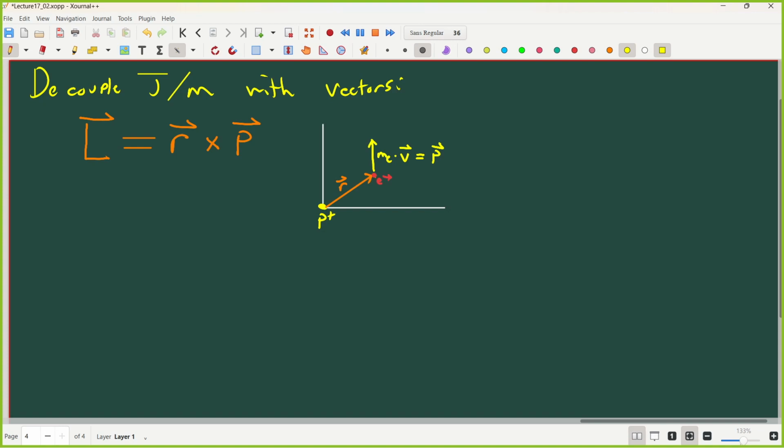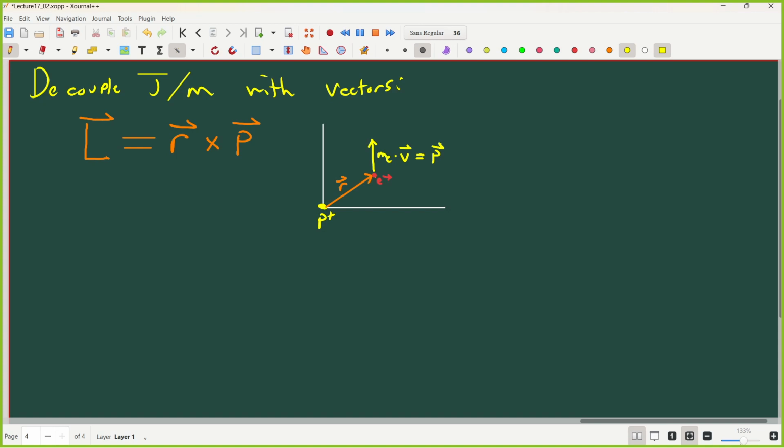Let's do it a different way. I've got to get it right. Geez, I always hate doing this. I'm trying to do the right hand rule, and I'm failing miserably at it. So the idea is that you have your radial vector. Okay, so we'll do it this way. And let's say, for instance, that here's your momentum vector in this direction.